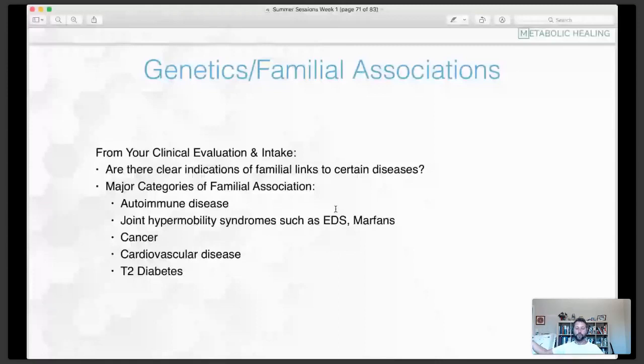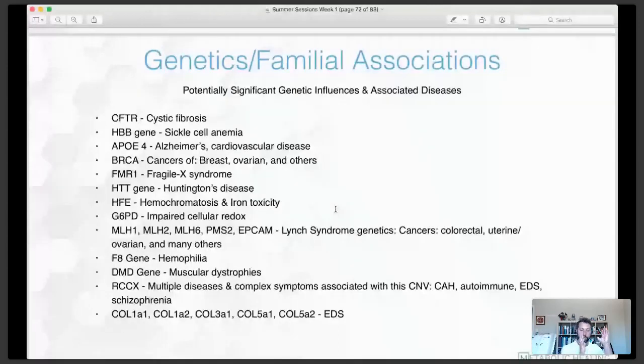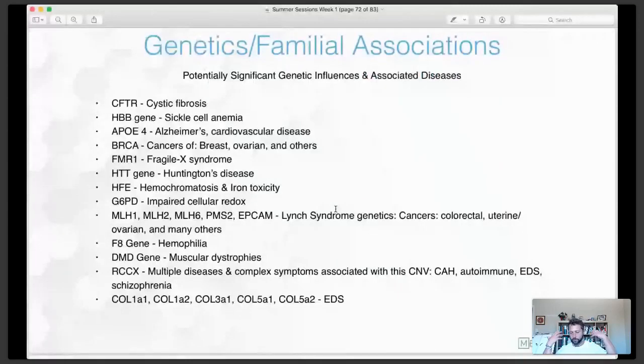So this is just a short bullet point list of true mutations that can cause certain true genetic diseases in some way. So the cystic fibrosis gene, the sickle cell anemia gene, APOE44, which is homozygous for Alzheimer's and vascular disease, the BRCA1 and 2 genes, which can predispose to breast cancer. These are the DNA repair genes. FMR1 for Fragile X, the Huntington's gene, which is a copy number variation gene. And then G6PD, glucose 6-phosphate dehydrogenase, which impairs cellular redox, so regenerating your glutathione.